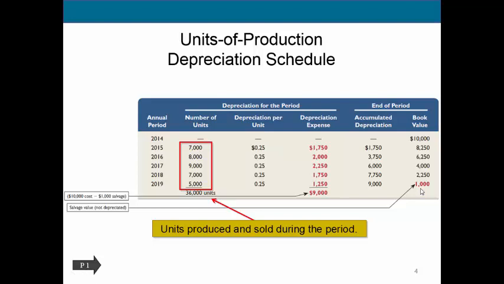If you compare this with our straight line depreciation, the big difference here is the change in the variance in our depreciation expense. And that's simply because this is dependent on how many units we produce, because the number of units drives the value of our depreciation expense for each year. So you can see an increase or a decrease in your depreciation expense each year simply based on the use of this property, plant, or equipment.